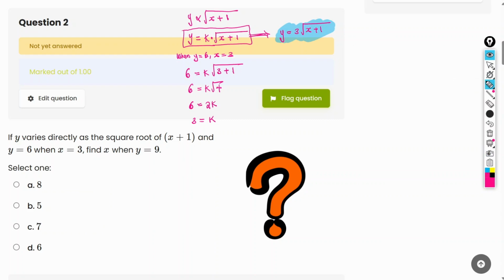We can easily solve for when y is 9. Solve backwards for x. I would say 9 is equal to 3 times the square root of x plus 1. If I divide both sides by 3, I have 3 is equal to the square root of x plus 1. Square both sides, I have 9 is equal to x plus 1. Then move plus 1 to the other side: 9 minus 1 is equal to x. So x is equal to 8. The answer is x is equal to 8. That's option A.